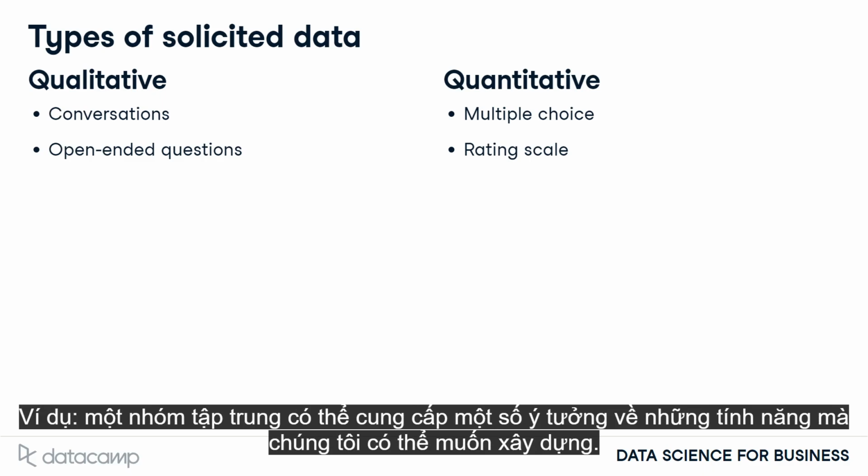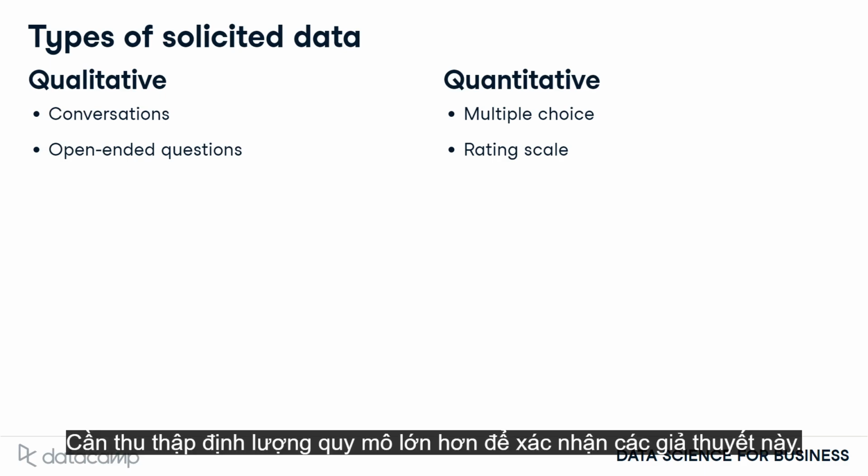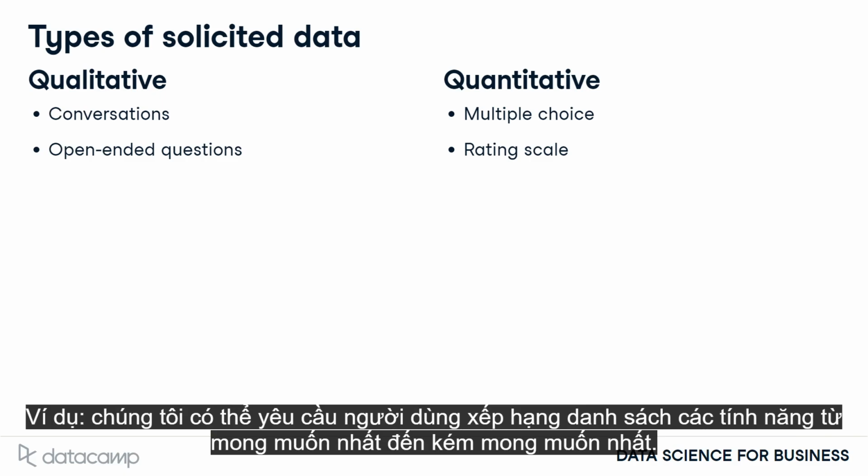For example, a focus group might provide some ideas about what features we might want to build. Larger-scale quantitative collection is needed to validate these hypotheses. For example, we can ask users to rank a list of features from most desirable to least desirable.